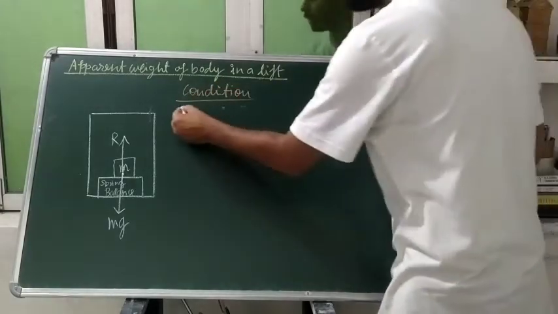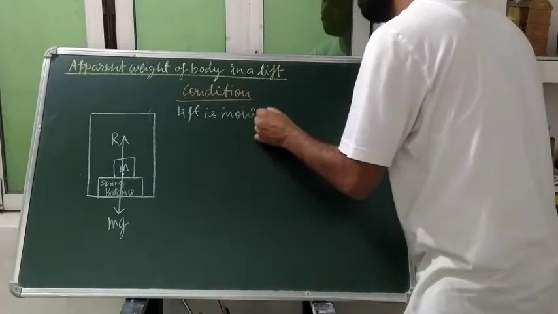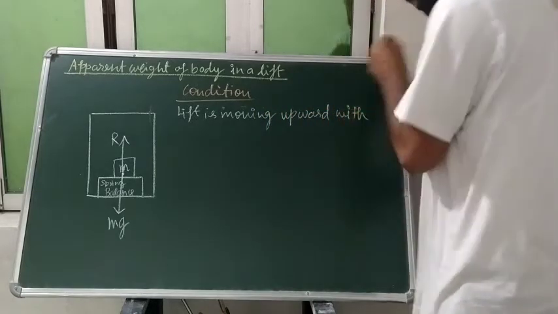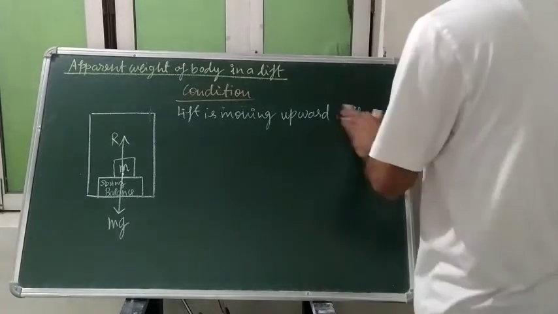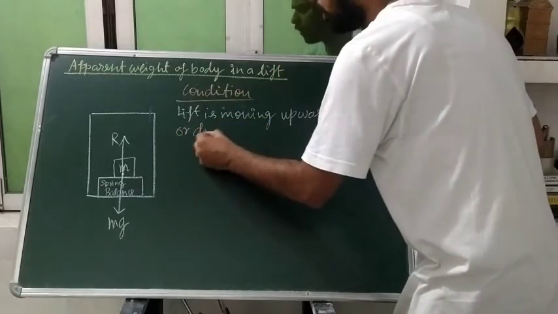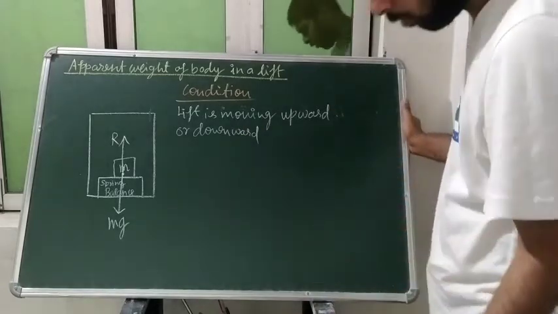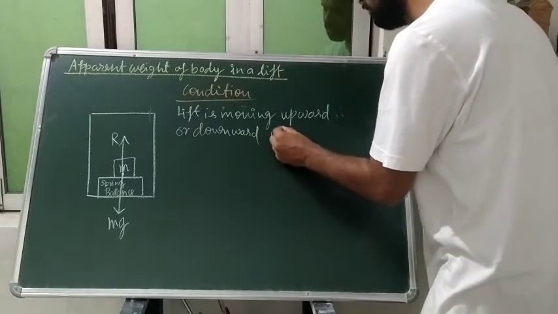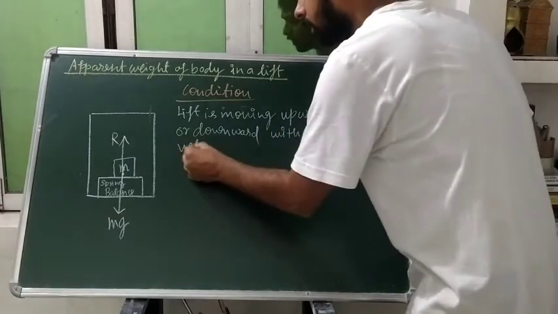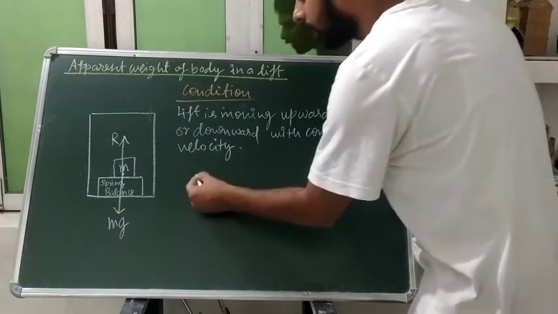So the next condition is that the lift is moving upward with constant speed, upward or downward both. Okay, whether it is going upward or downward, in both situations we are assuming constant velocity.